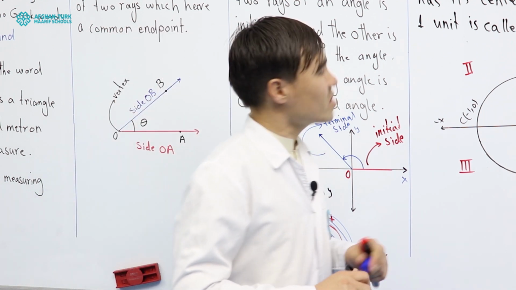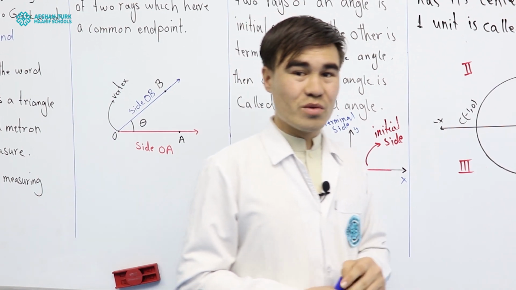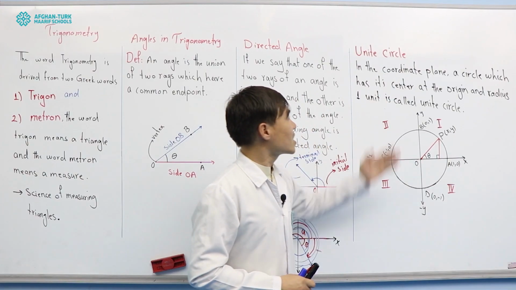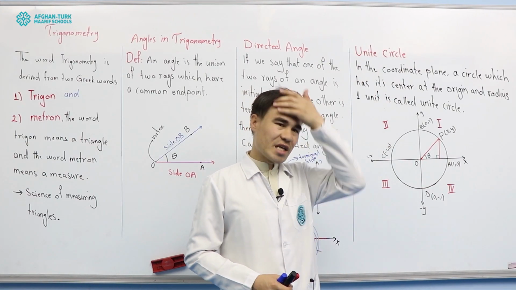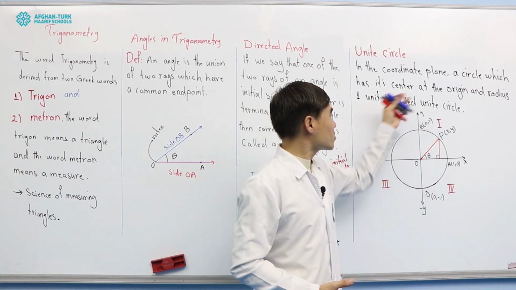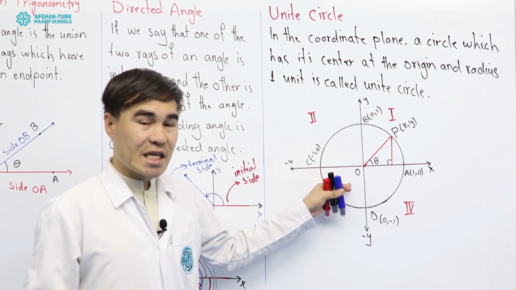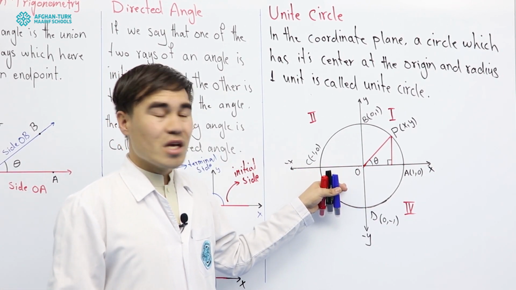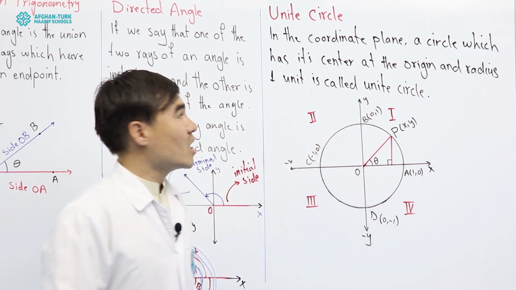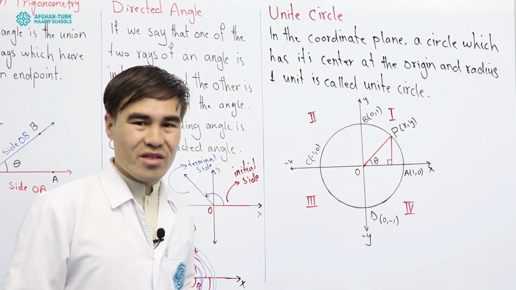Okay, dear students, one of the important topics which we must know in trigonometry is called the unit circle. Every time we will define the trigonometric ratios according to the unit circle, and also we will define the trigonometric identities according to the unit circle. At that time, it is necessary to mention it in this video.